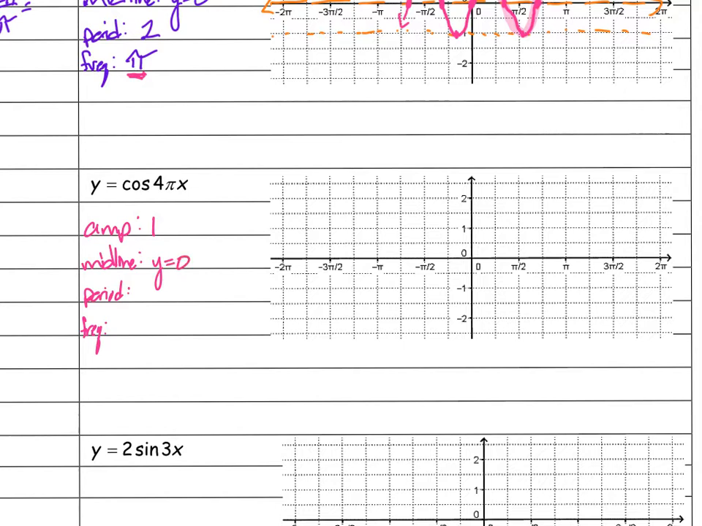My frequency is 4 pi. Woo, okay. That's a lot of revolutions between 0 and 2 pi. Okay, so my period is 2 pi divided by 4 pi, which is 1/2. Okay, 1/2. Woo, okay. So let's draw on what we know. So we know our midline is here.